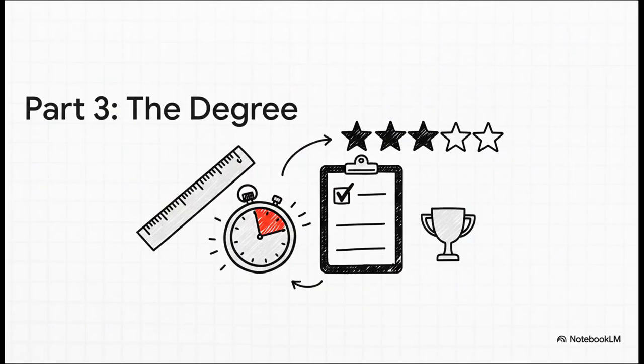And finally, we get to part 3, the degree. You can think of this as the finish line. It tells you exactly what counts as done or successful. How many? How often? For how long? It could be something like at least 5 cars, or 4 out of 5 times, or maybe for at least 45 seconds. This is the piece that makes the whole thing truly measurable.